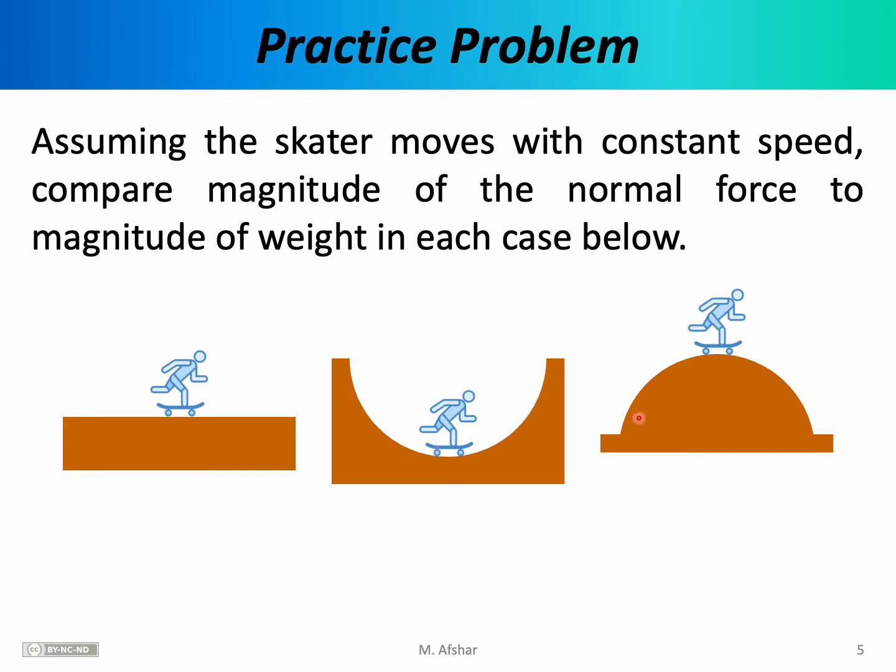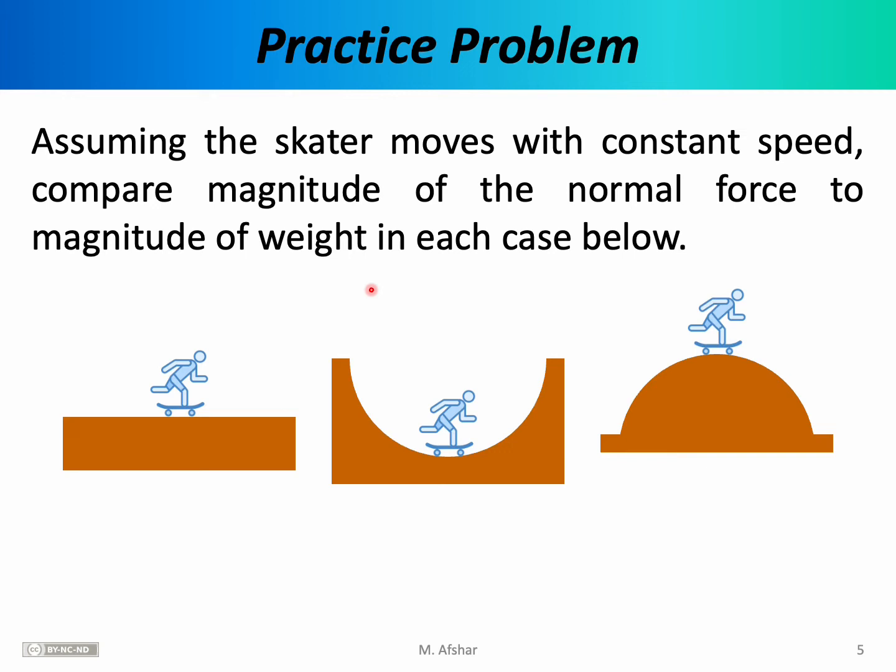So in each one of these, we have a normal force, and there might be a little bit of friction as well, although for us in this problem, friction is not that important. We can imagine that the surface is relatively smooth and the wheels of the skateboard are well lubricated so that friction is minimized essentially. So what we're really interested in is the normal force and weight.